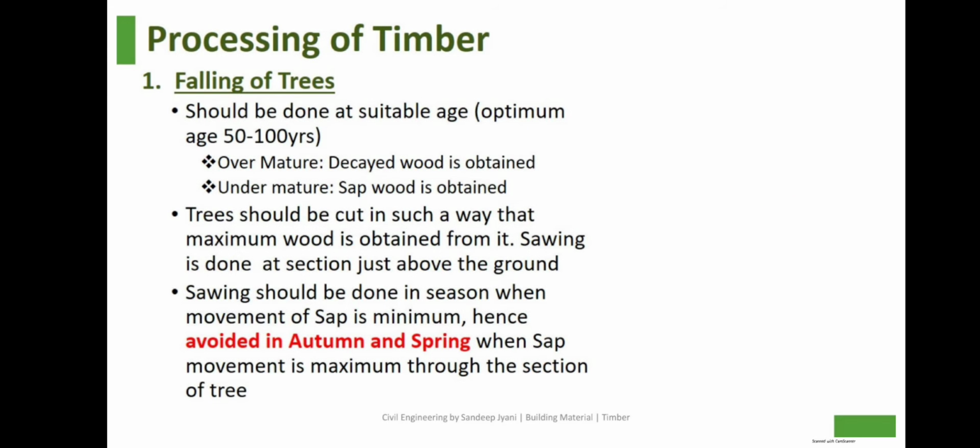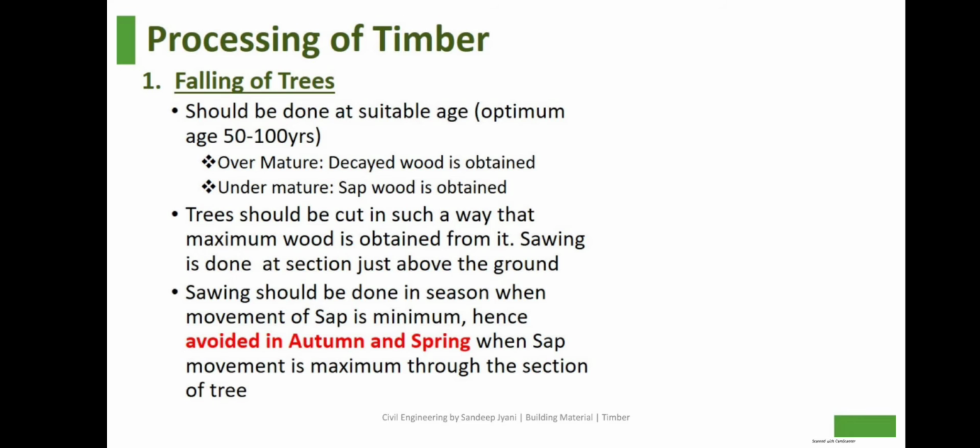Falling of trees should be done at a suitable age. Optimum age is 50 to 100 years. Over-mature, decayed wood is obtained. Under-mature, sapwood is obtained. Trees should be cut in such a way that maximum wood is obtained. Sawing is done at a section just above the ground.